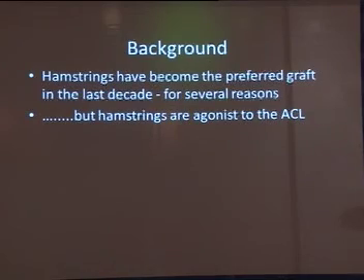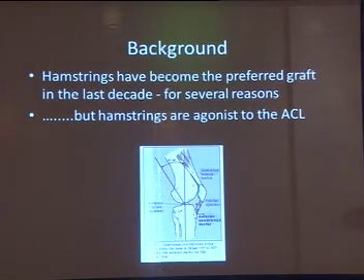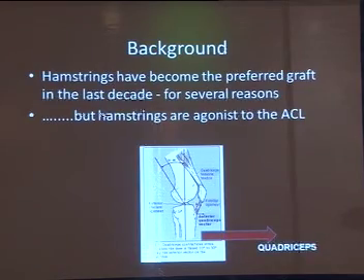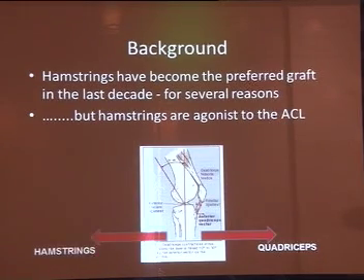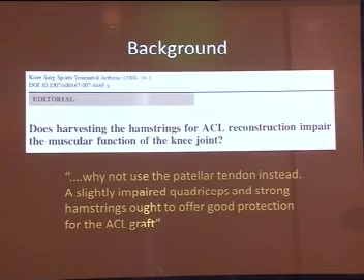A bit of background. Hamstrings have become the preferred graft in the last decade for several reasons. But if you look at this, hamstrings are actually agonists to the ACL. What happens? There is an anterior quadriceps vector which subluxes the tibia on the femur in a cruciate deficient knee, and it's actually the hamstring which puts it back. The question is, why do you want to take away something which is an agonist?